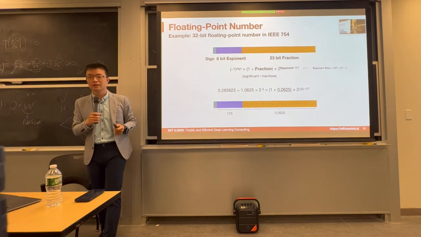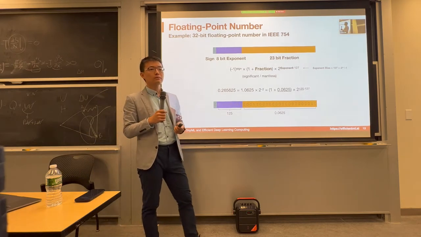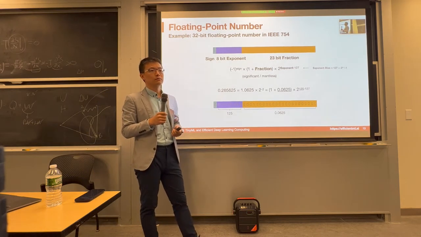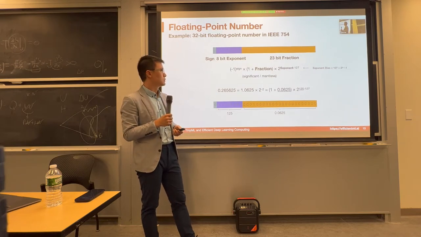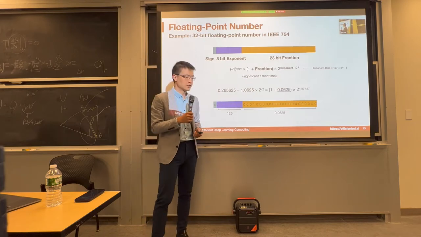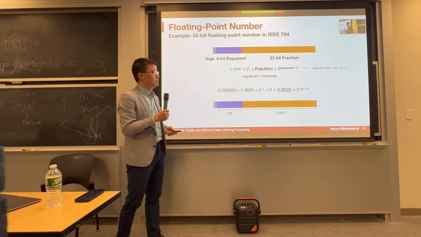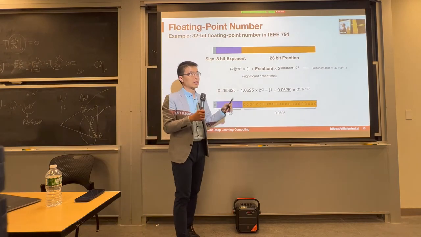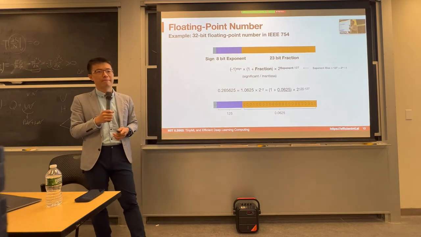Any questions? Why do we have the 1 plus fraction? Why do we represent it like that? Is there a reason for it? Why do you have the 1? It makes sure it is easy for the arithmetic unit to calculate, and also you want to make sure the range can cover both a pretty large number and a pretty small number.